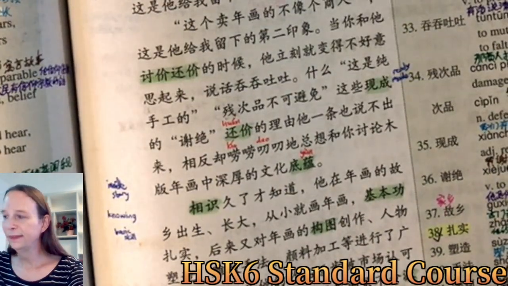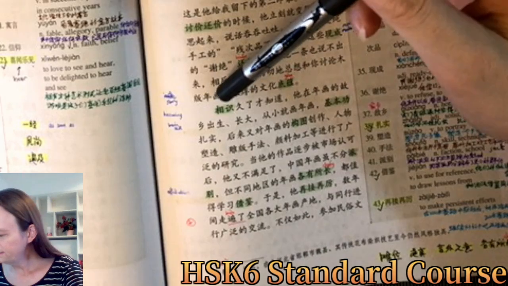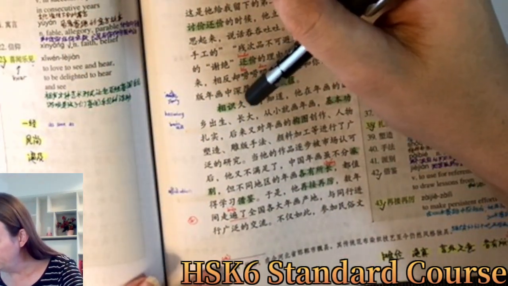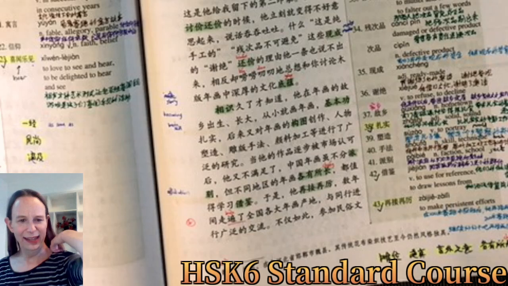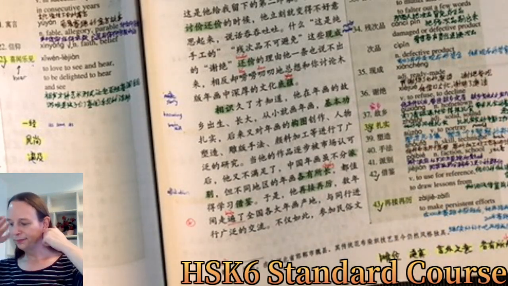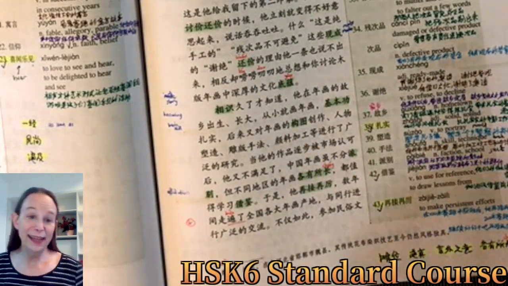All right. So I'll try my best. But there's a lot of text. 相识久了才知道. So 相识 is another way of saying like 认识, right? Except 相 is mutually. I believe it's... So you know someone for a long time, and they know you as well.